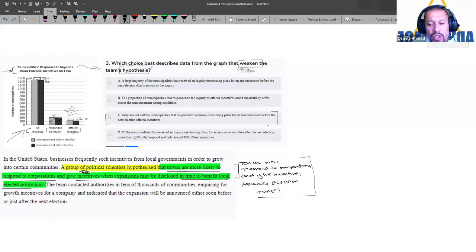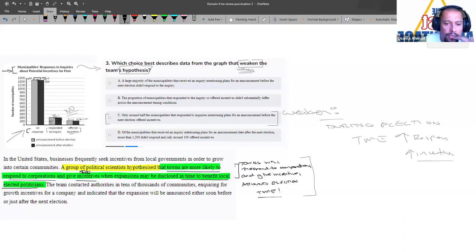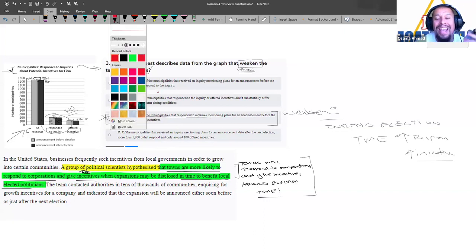So how does answer C weaken the hypothesis? There's increased response and increased incentive during election time. How does this weaken that idea? It doesn't, right? Not only that, you tell me half the municipalities responded to inquiries. No, they did not. It wasn't half, right? So answer C, according to the graph, is incorrect, and it doesn't weaken the hypothesis, okay?